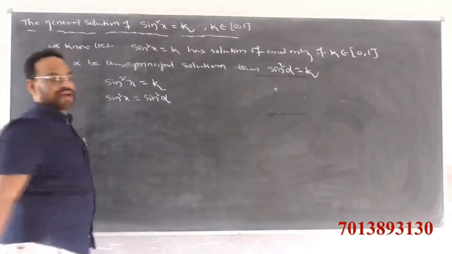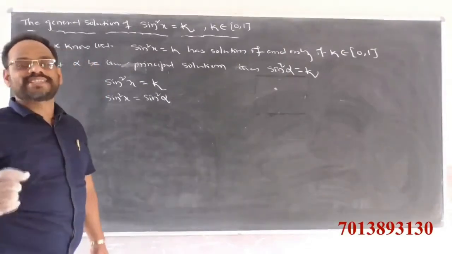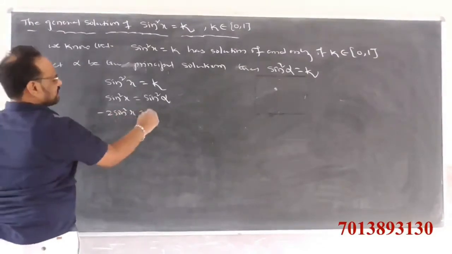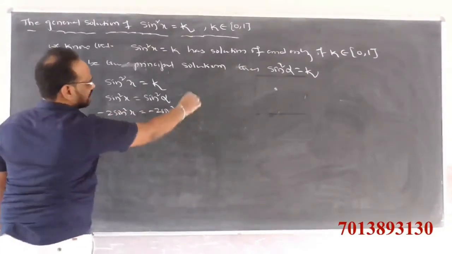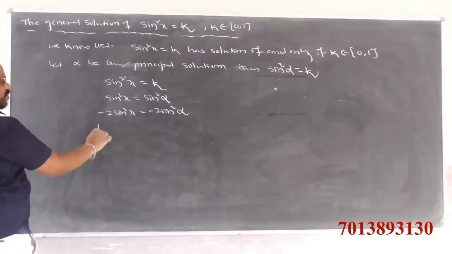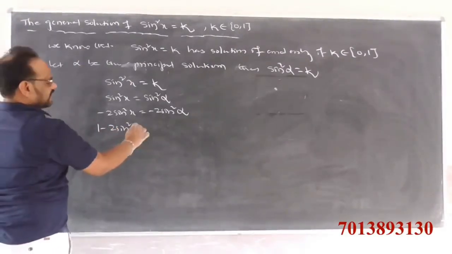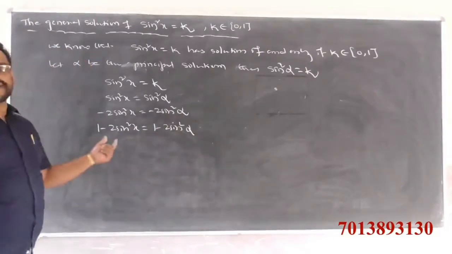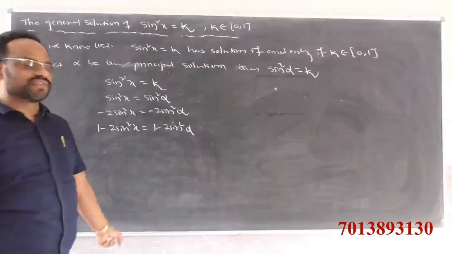Multiply both sides by minus 2. We get minus 2 sin square x is equal to minus 2 sin square alpha. Add 1 to both sides. We get 1 minus 2 sin square x is equal to 1 minus 2 sin square alpha.